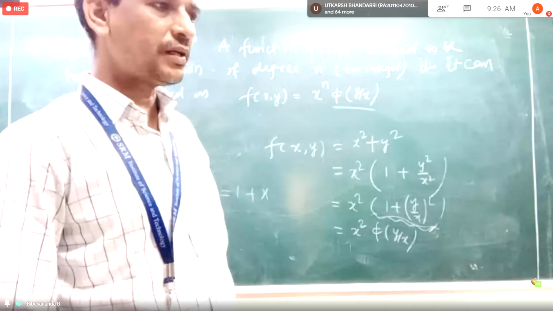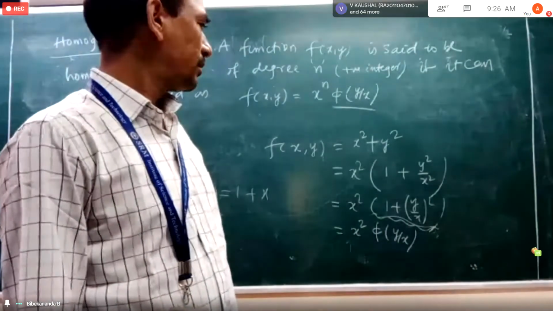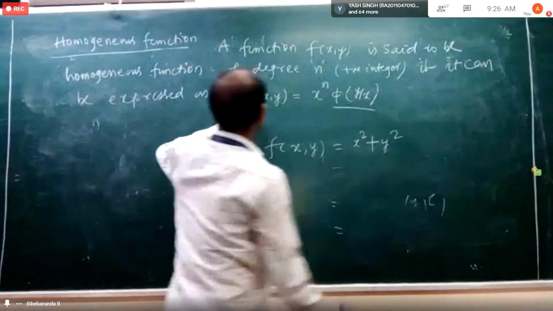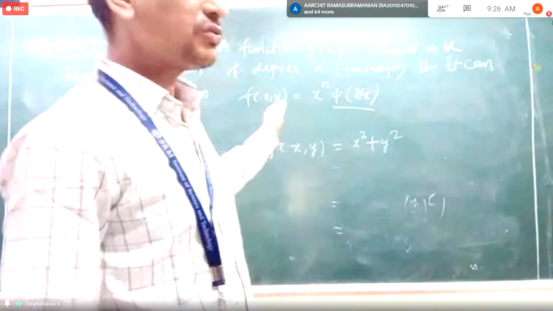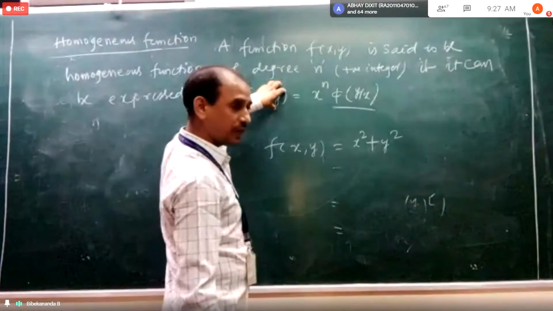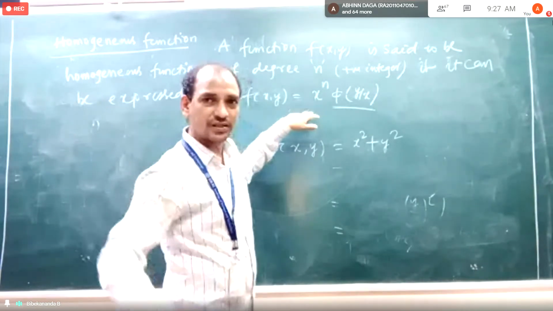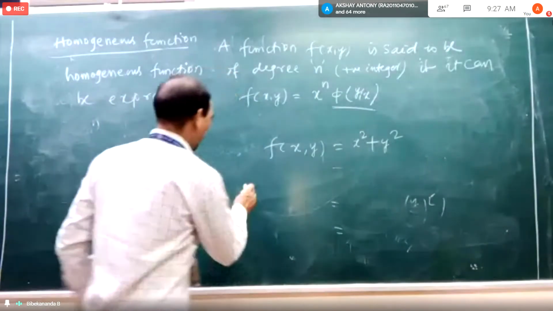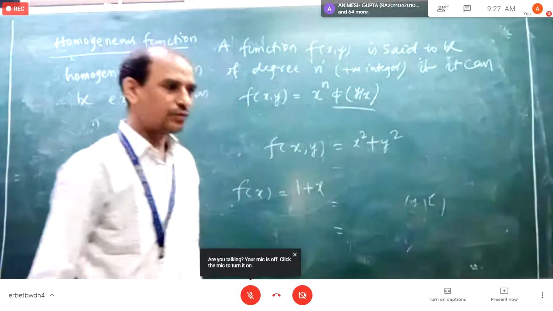If anybody has any doubt, please ask me. Once again, I will tell you. So what I am saying is, if f of x, y is a function, suppose x square plus y square, okay? Then, if we are able to write that function in the form x to the power n, n is a positive integer, into phi of y by x, what is the meaning of f of x? This is some function of x or not? Do you understand this one?